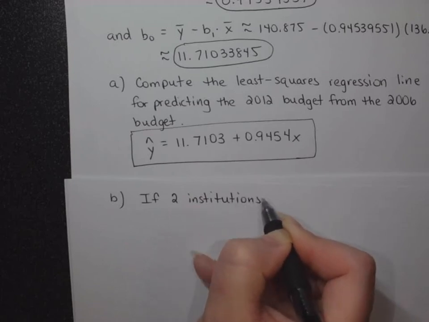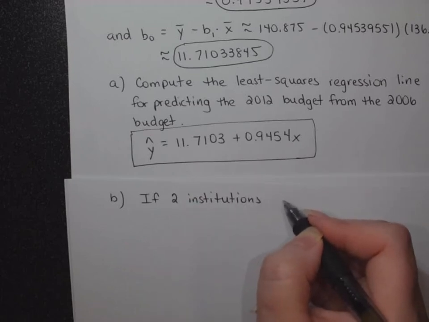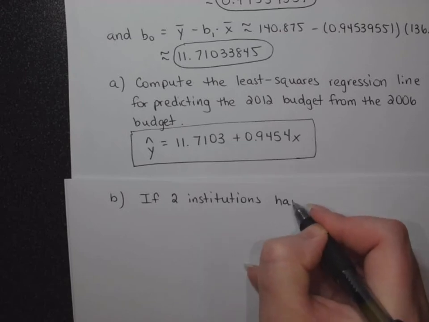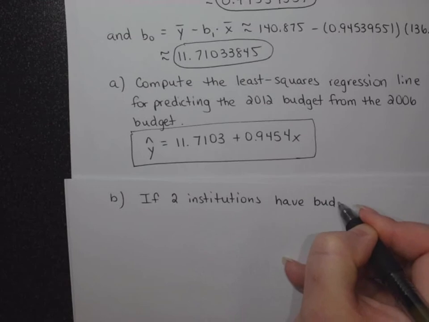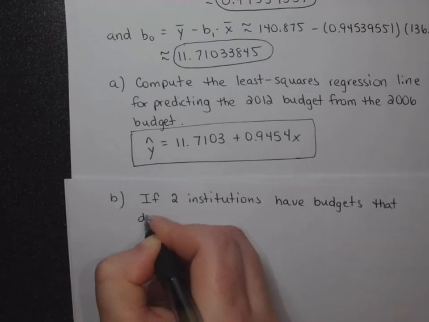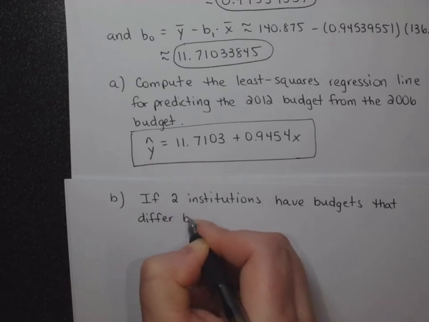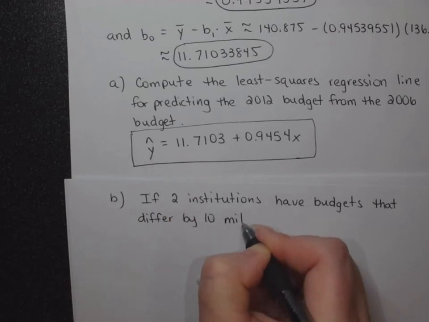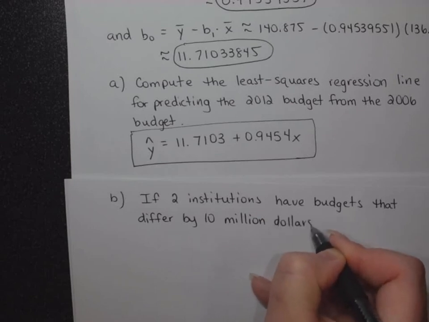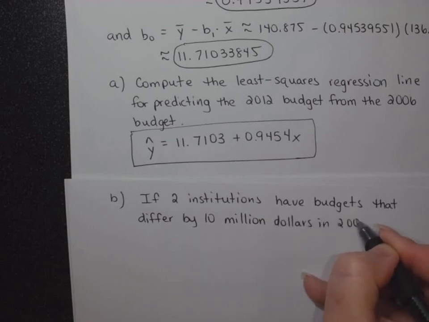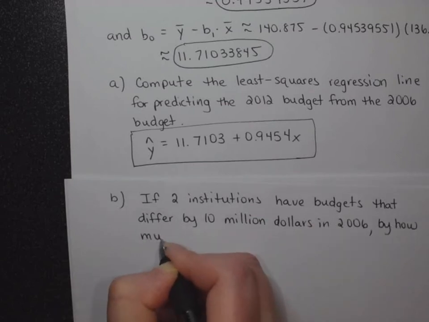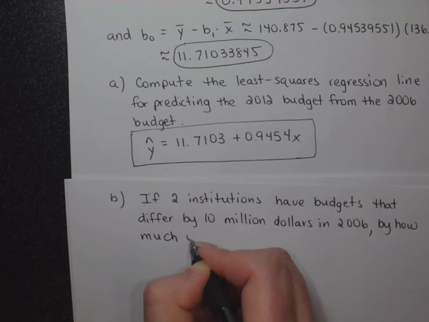So let's see if we can answer a couple more questions. So if two institutions have budgets that differ by $10 million in 2006, by how much would you expect their budgets to differ in the 2012 year?